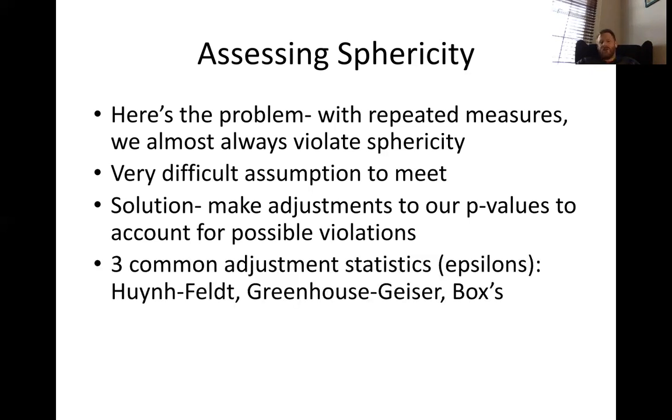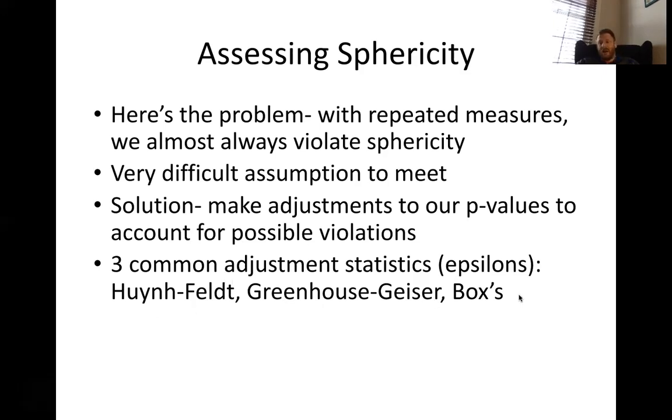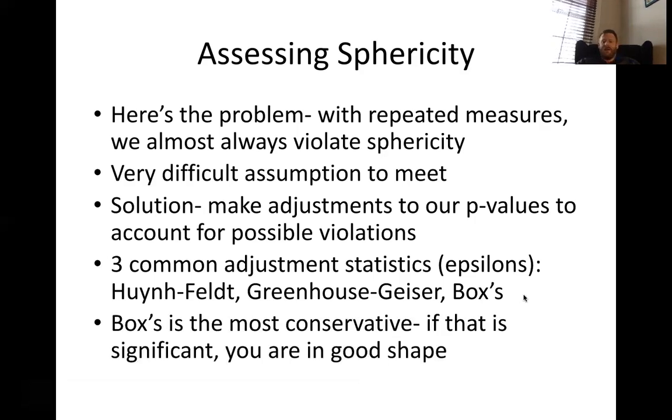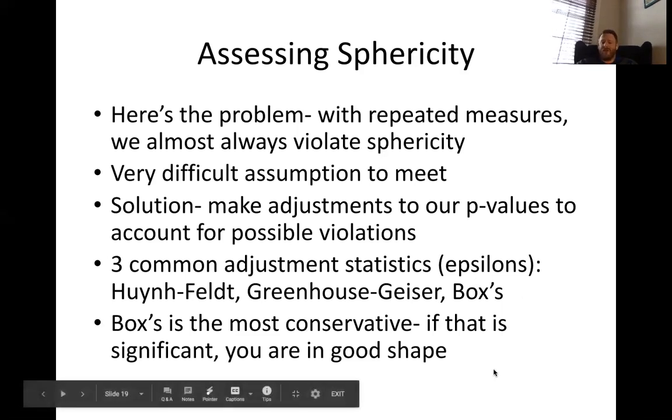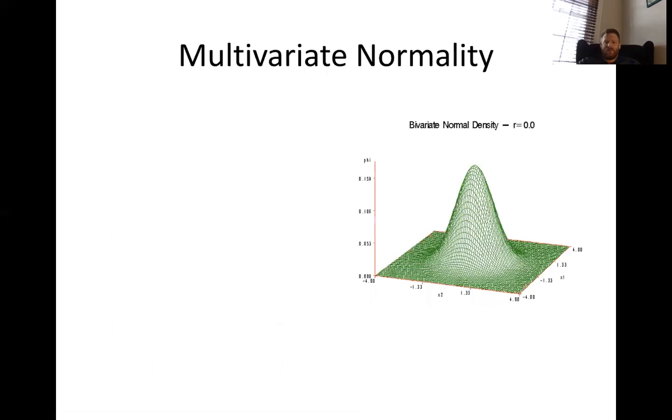And there are a couple common adjustments. The three that are implemented in Stata, for example, are the Huynh-Feldt, Greenhouse-Geisser, and Box's adjustment. Basically, you look at all of them and hope that the p-value is significant in all. The most conservative adjustment is what's called Box's, and if that one is significant, you should still be in good shape. So there's a lot of kind of wiggling that goes on under the hood with repeated measures ANOVA to try to account for those possible violations of assumptions.